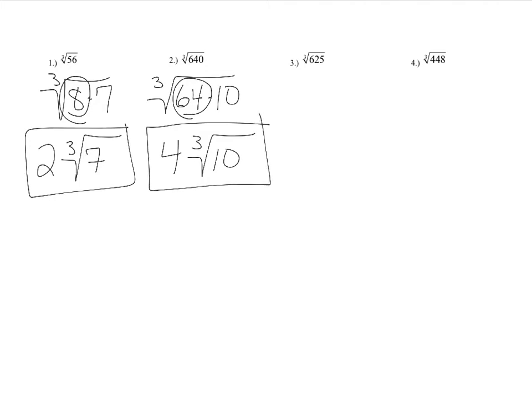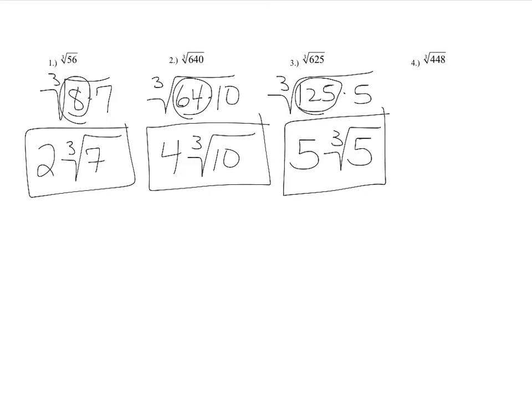Number 3, I'm going to try 125. 125 times 5. So I'm going to say that's the cube root of 125 times 5. And 125 is my perfect cube. The cube root of 125 is 5. So the answer is 5 cube root of 5.